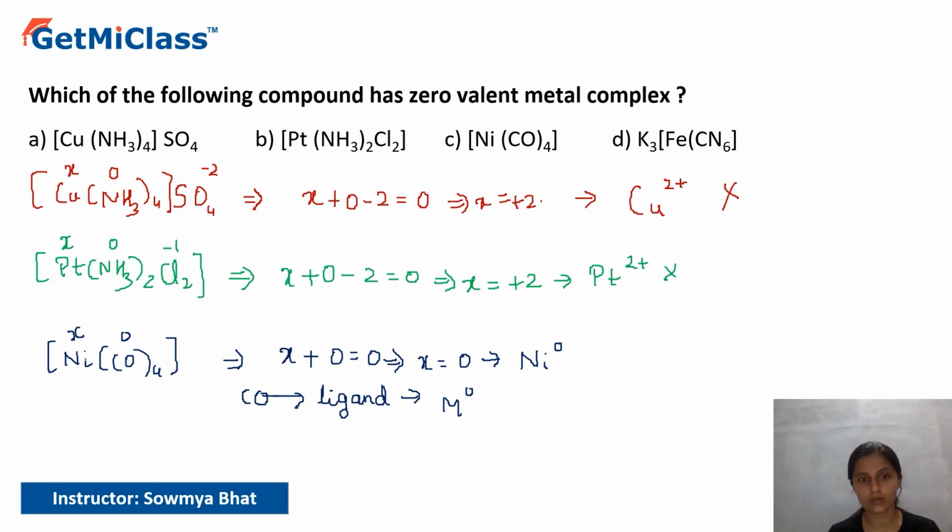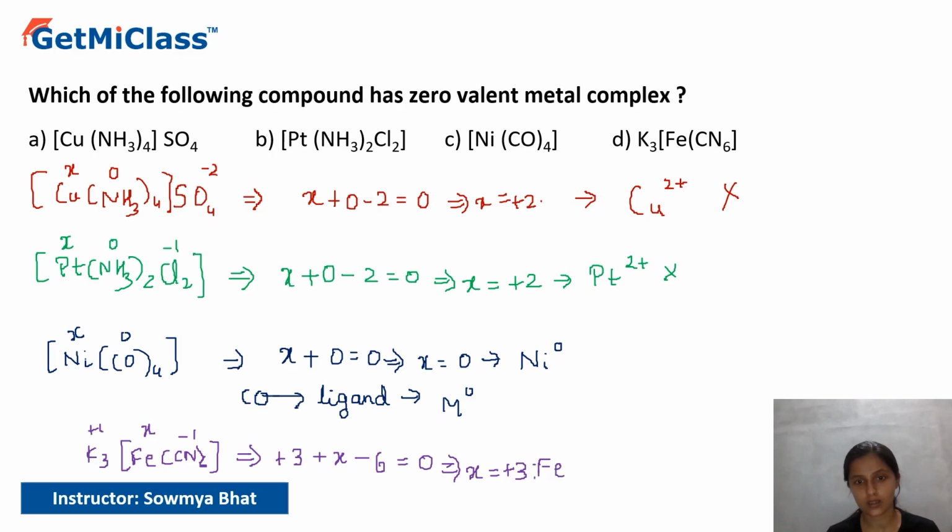The next complex which we have to find out is K3[Fe(CN)6]. So here the charge on potassium would be +1, iron is X, and the cyanide is -1. So if you calculate +3 plus X minus 6 is equal to 0, X is equal to +3. So that means the charge on Fe would be +3. So the answer is, the metal which is 0 valent is in the complex tetracarbonyl nickel.